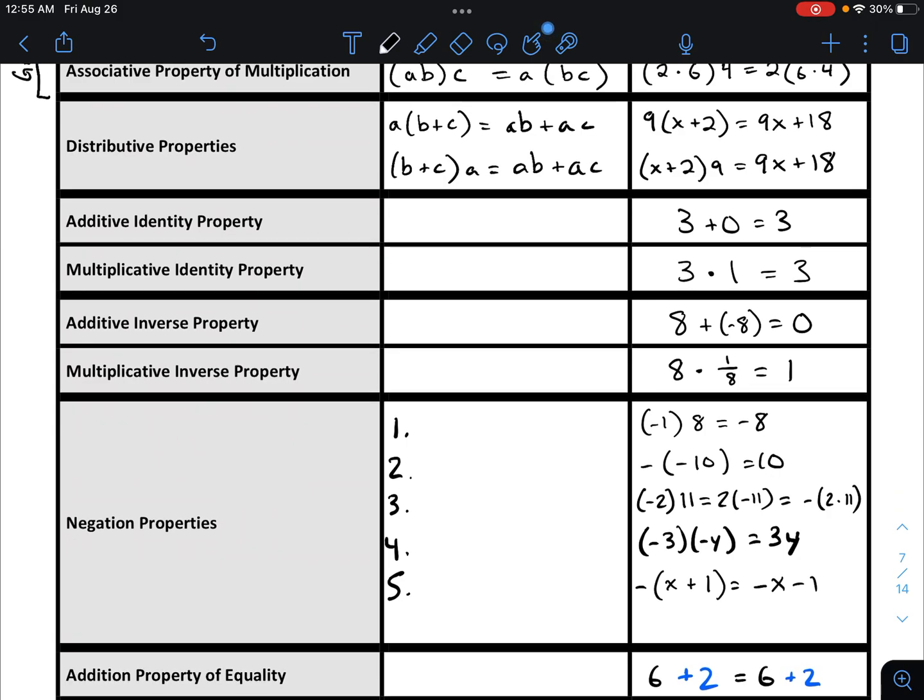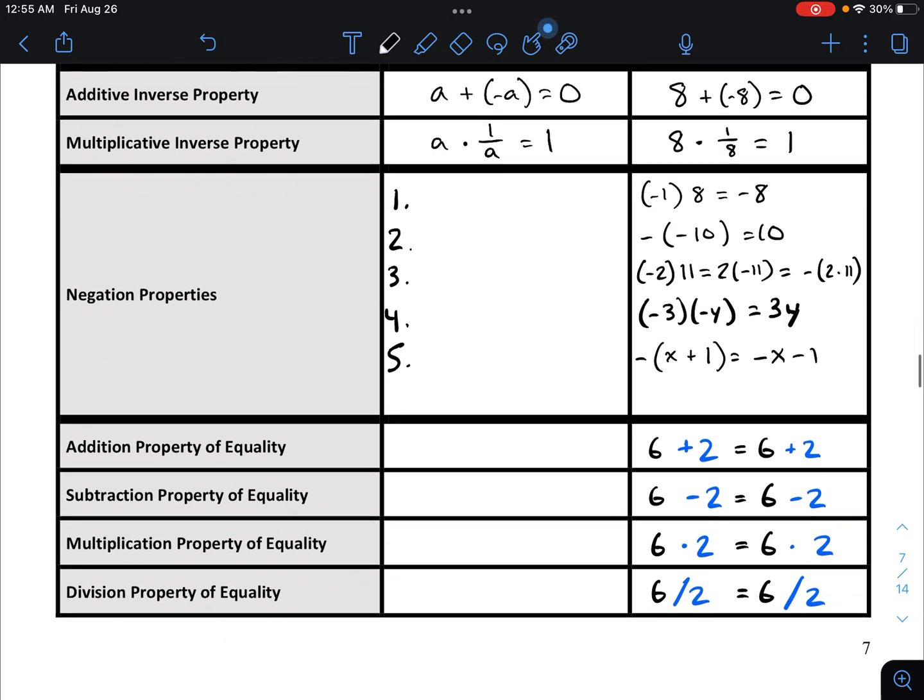All right. The additive identity property just says that if I take a number and add 0 to it, I get the same number. It keeps its identity. For multiplication, I would have to multiply that by 1 for it to keep its identity. The additive inverse, well, the opposite of adding is subtracting. And for the multiplicative inverse, the opposite of multiplying is going to be multiplying by the reciprocal.